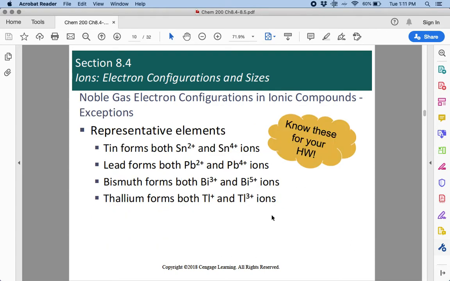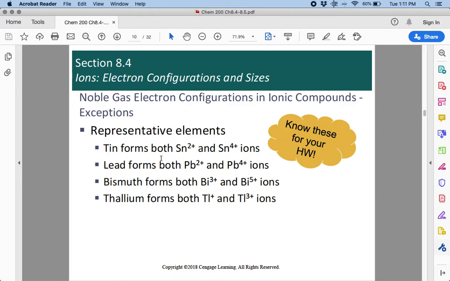There are some oddballs, and for your homework you will need to know these exceptions to the noble gas configurations. These are primarily with our transition metals. With transition metals, 90% of the time we just look at our anion, and that helps us dictate what the cation charge would be, right? For our transition metals, this is how we figure out whether we have iron 2 or iron 3, and so on and so forth.